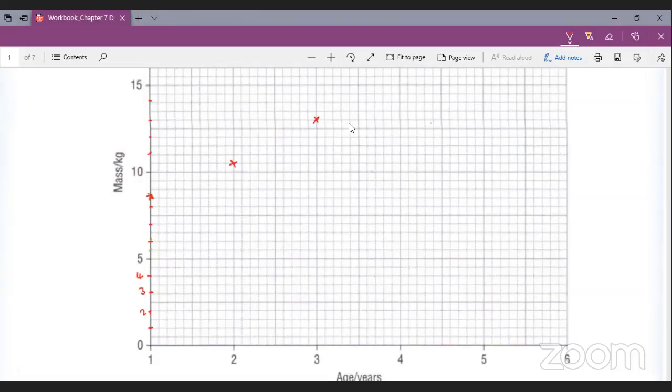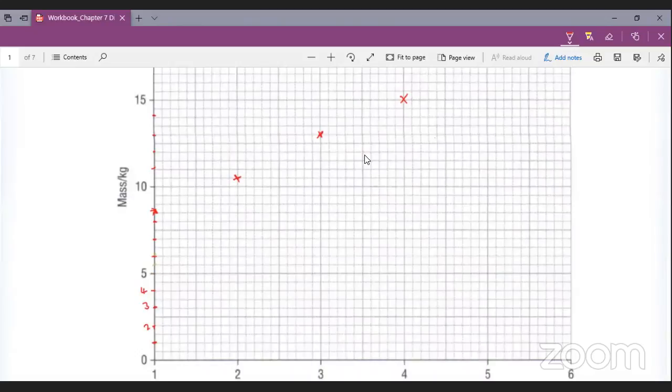You mark your star. Then you go to 4, and you trace 4 to 15. It's really obvious, so you mark your star there. Then you do the same for your 5. Your 5 is traced to 15.5, and you're going to have it here. This is 15, so 15.5 will be somewhere around this place.